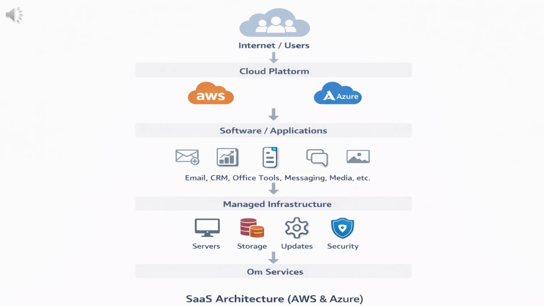Key difference: In IaaS, you manage infrastructure. In PaaS, you manage applications. In SaaS, everything is managed by the provider, and you only use the software.